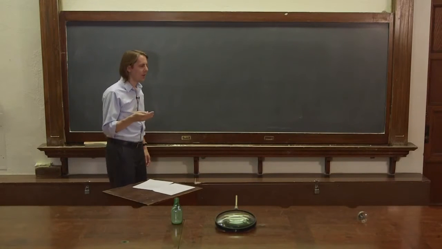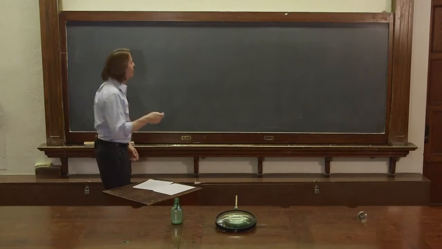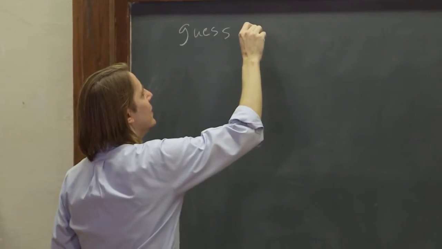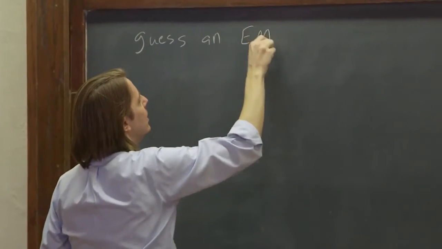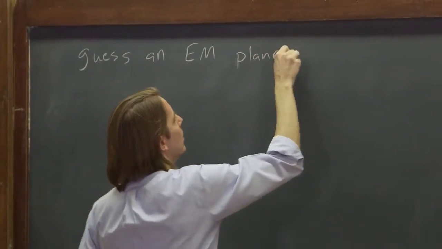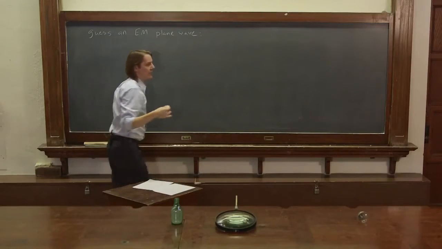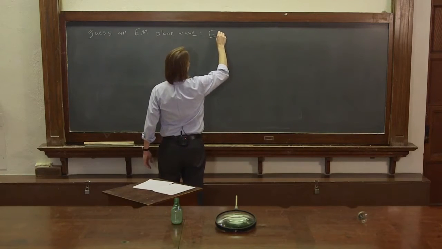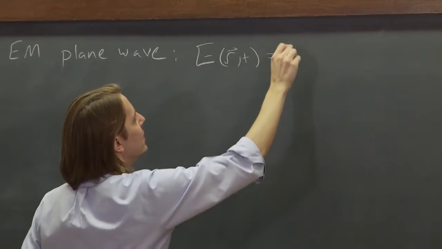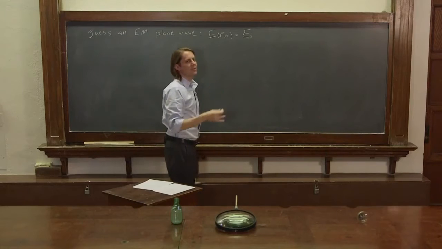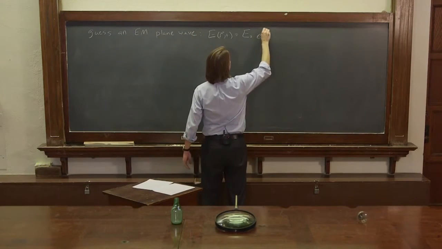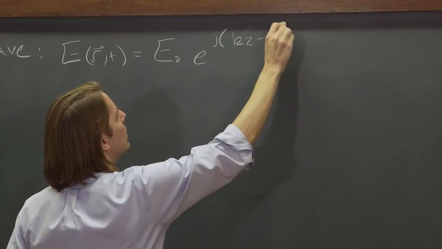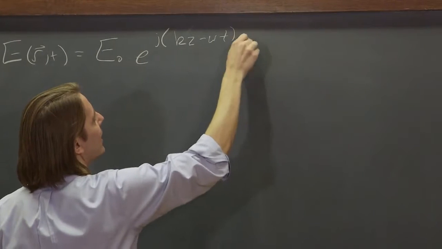Let's see what kind of solutions we have to our new complex dispersive wave equation. Let's guess an EM plane wave, which is like guessing a traveling wave, where we would say E of r and t is E naught, and I'm going to make it easy on myself and assume that it travels in z, so e^{j(kz - ωt)}, and it's in, say, the i hat direction.